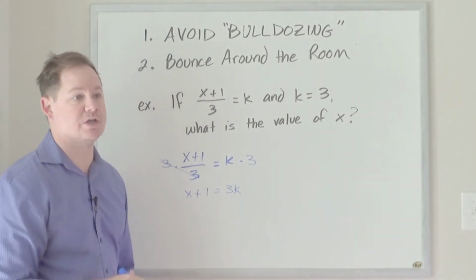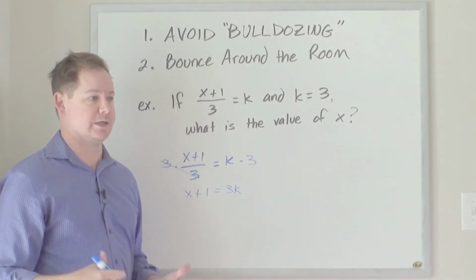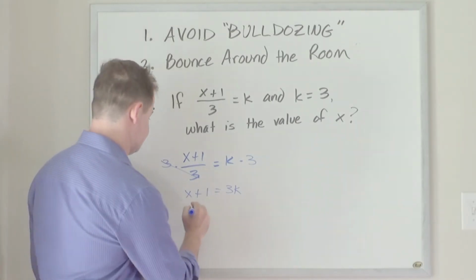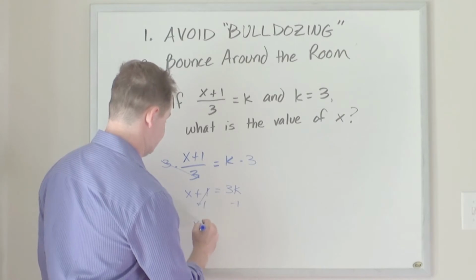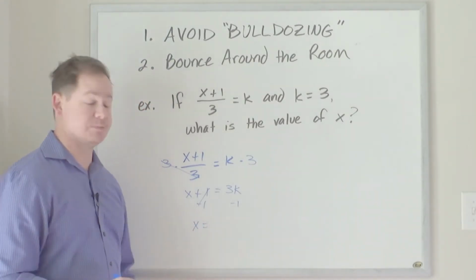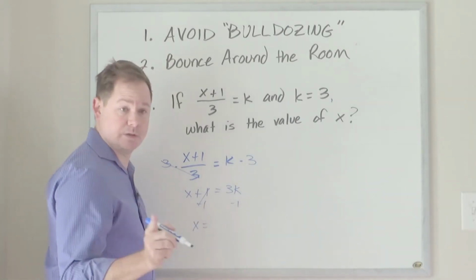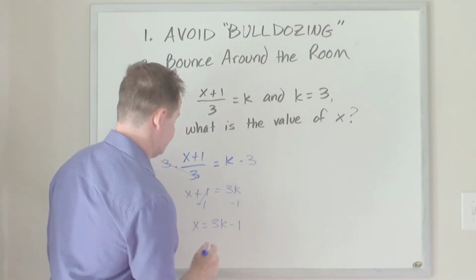And then we say, great job. Now Steve, can you tell us what you would do as your next step here? I would subtract 1. Great, awesome. So we're subtracting 1 from both sides. And after we do that, we have x by itself. And Lindsay, can you tell us what that's going to look like when we have x by itself? Lindsay hopefully says 3k minus 1. And we say, great job.